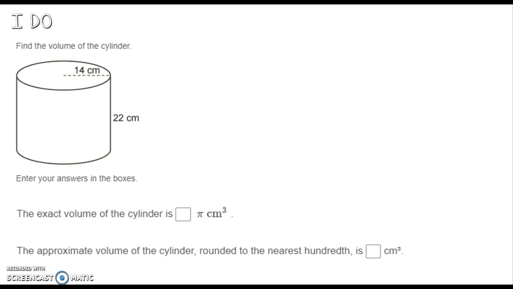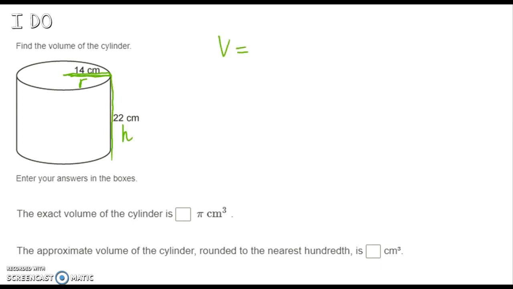All right, here we go. Now we've got a nice diagram. Find the volume of the cylinder. So when we're looking at this cylinder, this 14 is representing my radius. So a radius is half the length of that circle. This 22 is representing my height.